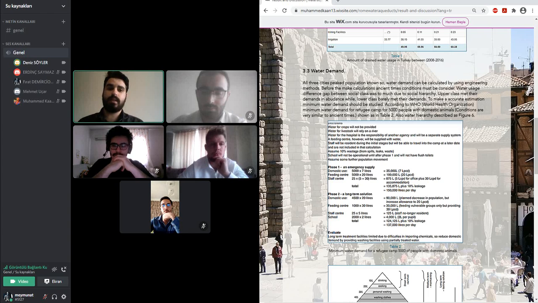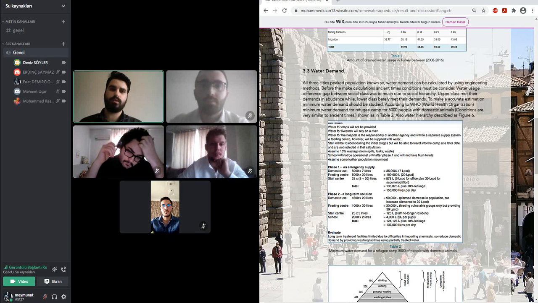Upper class met their demand abundantly while lower class barely met their demand. To make an accurate estimation, minimum water demand should be studied. According to the WHO, the World Health Organization, the minimum water demand for a refugee camp of 5,000 people with domestic animals is shown in Table 2. Also, we can see the water hierarchy described in Figure 6.